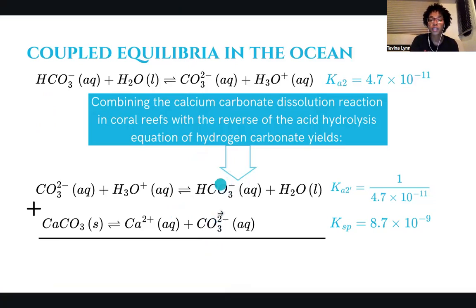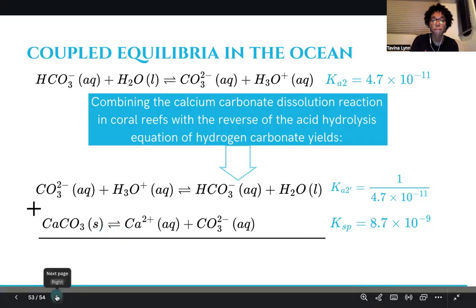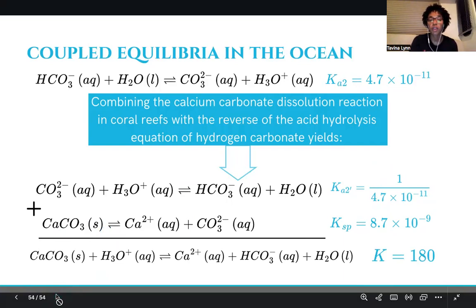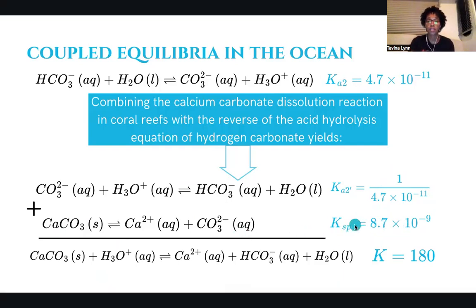So if we couple these two reactions together, since we reversed this one, our new Ka2 is the reverse, and then we have our KSP for the dissolution of calcium carbonate. Here is our overall reaction with its associated K value. Now, notice how high that K value is, right? Compared to the KSP associated with calcium carbonate dissolution.